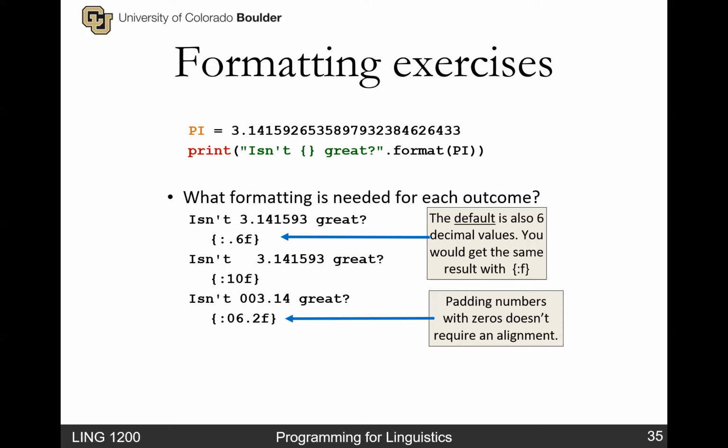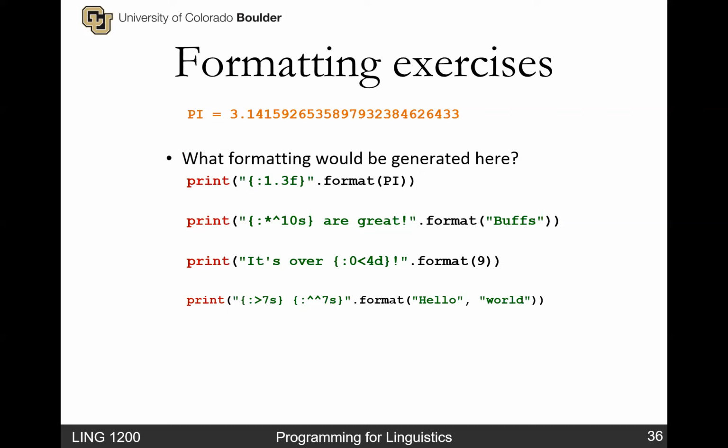And to note here, when you're padding numbers with 0, you don't need an alignment symbol. Only when you're using a special character. So zeros for numbers is not a special character. And of course, spaces for both numbers and strings are not special characters. So you don't need to have an alignment character in those cases. But in other cases with special padding characters, you do.